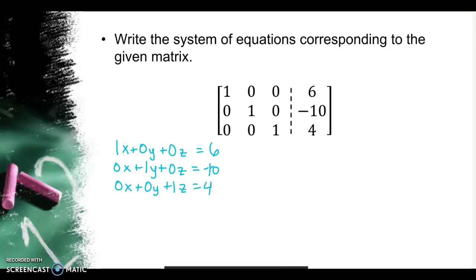So now we have all these zeros here, so we can actually rewrite this as x equals 6, y equals negative 10, and z equals 4. So this form is almost like a solution to our system of equations. That happens when we have 1s in the diagonal. Okay?